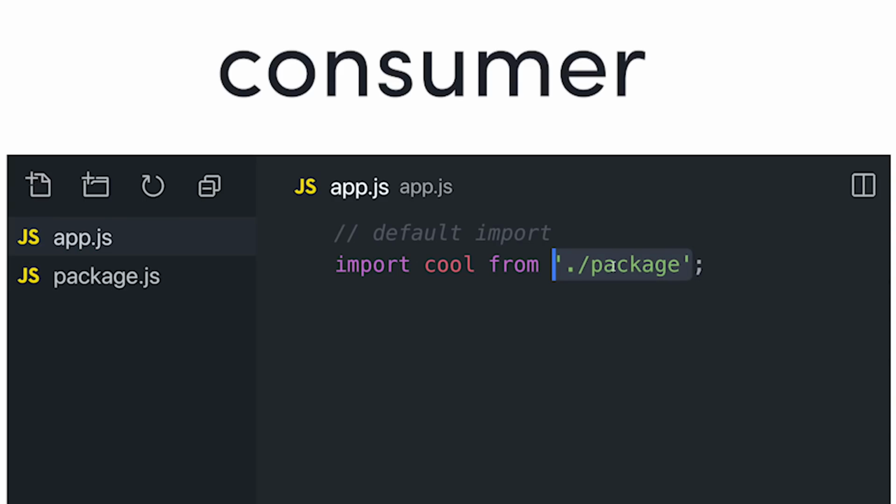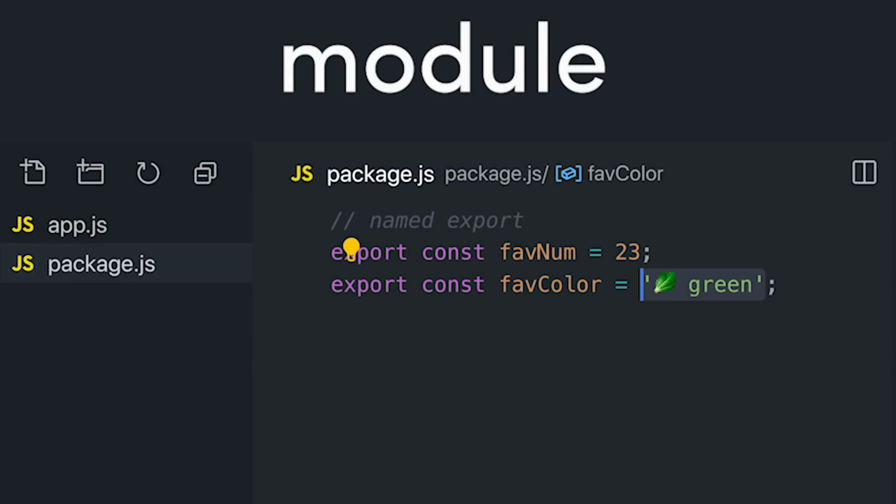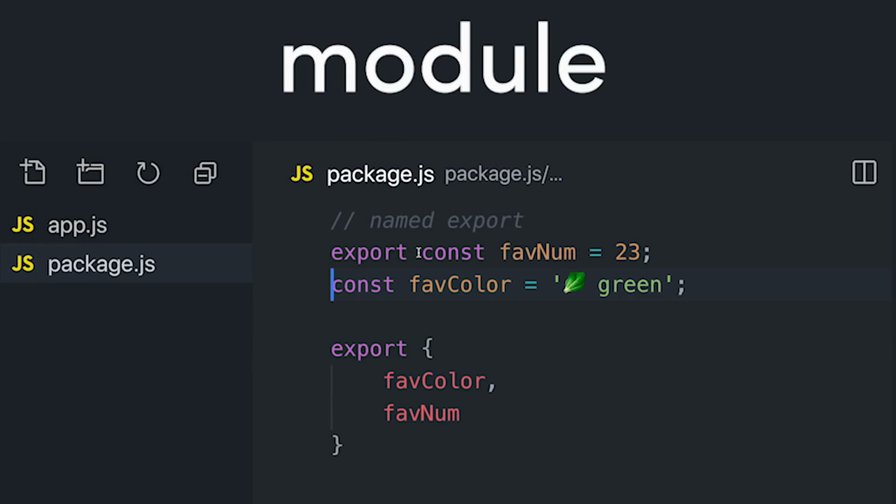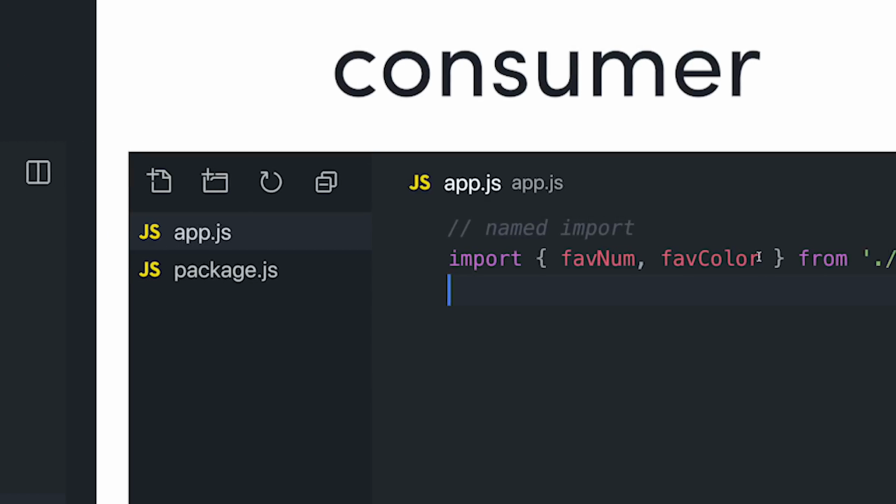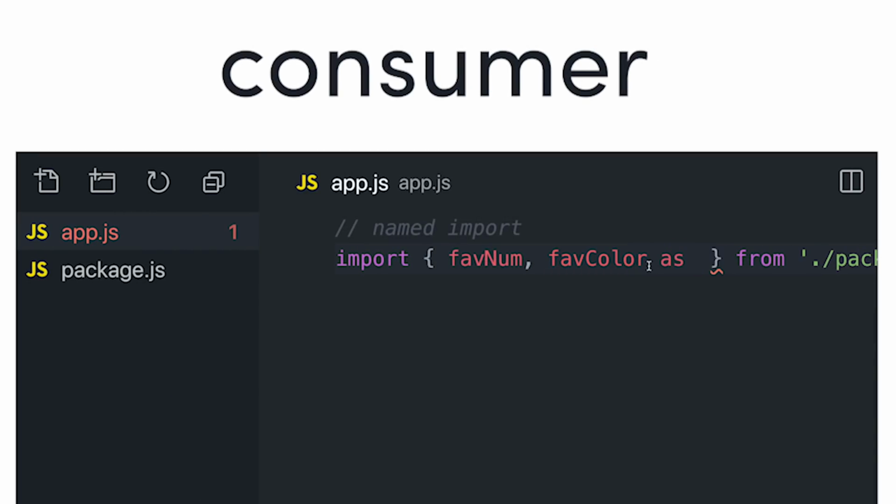But a module also has the option to expose multiple exports from a single file. You can export them one by one or all together as a single export list. On the other side, the importer will use the exact name used in the module. However, it is possible to rename an import using the as keyword.